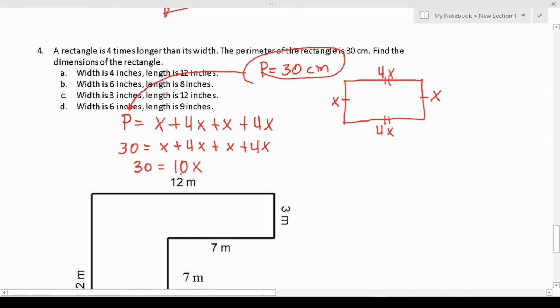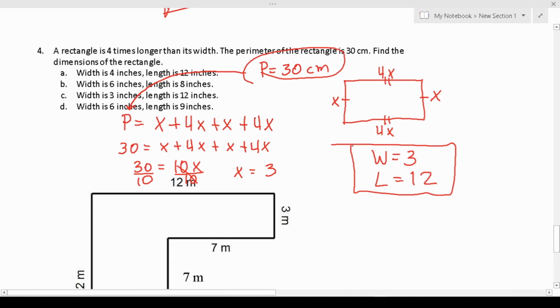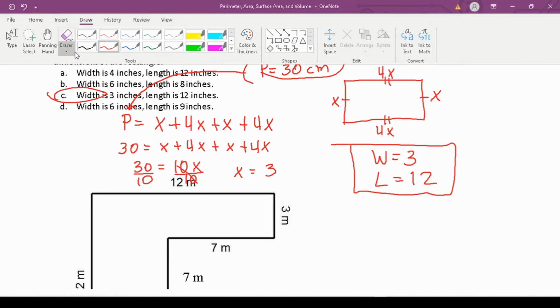Okay, so now we're just solving for x, so we're going to divide both sides by 10. This is going to cross out, leaving you with x equals 30 over 10, which is just going to be 3. Okay, x, of course, corresponds to the width. So we know the width in this case is 3. The length of this rectangle is 4x. So that's going to be 4 times 3, which is 12. Therefore, we know the width and length of this rectangle are 3 and 12, which is C. Okay, so that was that one.